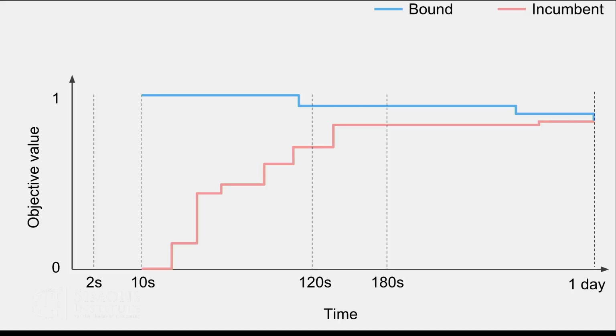And this is yet another nice property of MIPs. They give you the bound. So whenever you have your solution, which is not yet the optimum, you know how far from the optimum you are at the worst case.